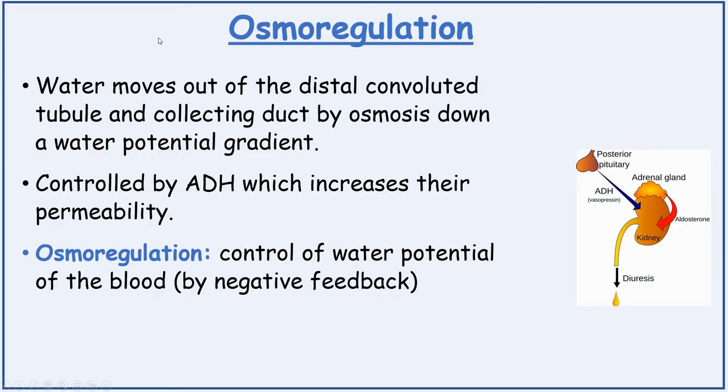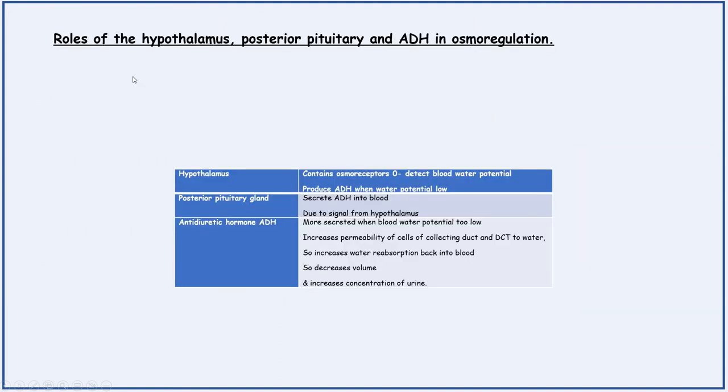Next bit is osmoregulation. Water moves out of the distal convoluted tubule and collecting duct by osmosis down a water potential gradient, controlled by ADH, which increases their permeability. So osmoregulation is the control of water potential of the blood by negative feedback. Roles of the hypothalamus, posterior pituitary and ADH in osmoregulation.